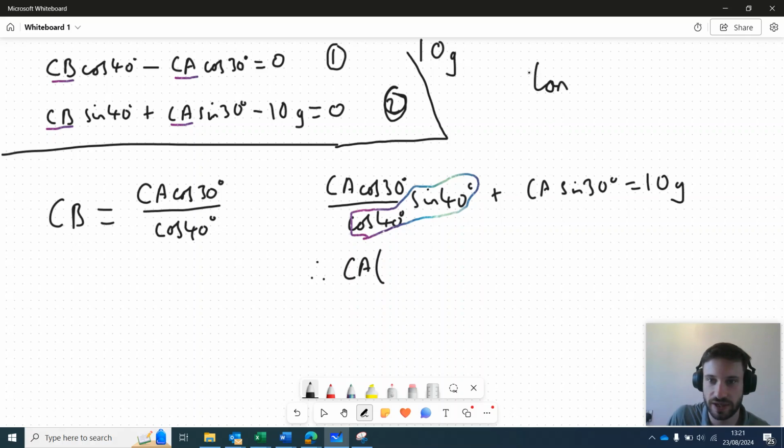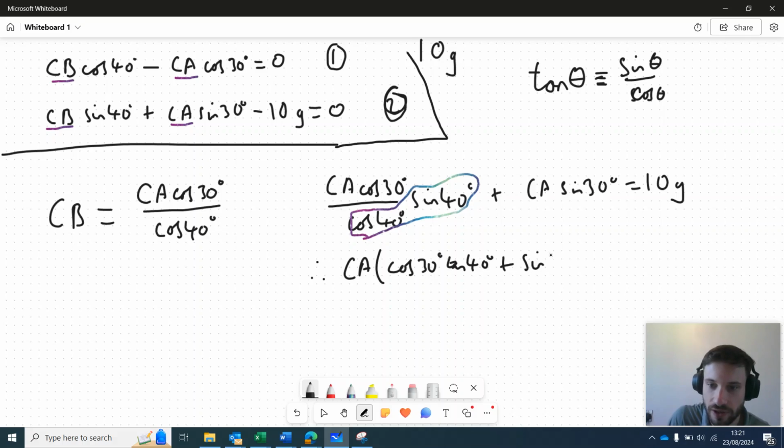It's this identity: the tan of an angle is always equal to the sine of an angle over the cos of an angle. So here I'm just going to write cos 30 tan 40 plus sine 30. I've just factorized there, and that is equal to 10g. Therefore, CA is equal to 10g over this mighty bracket here.